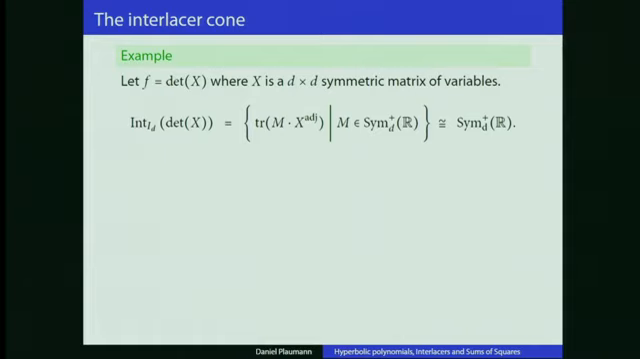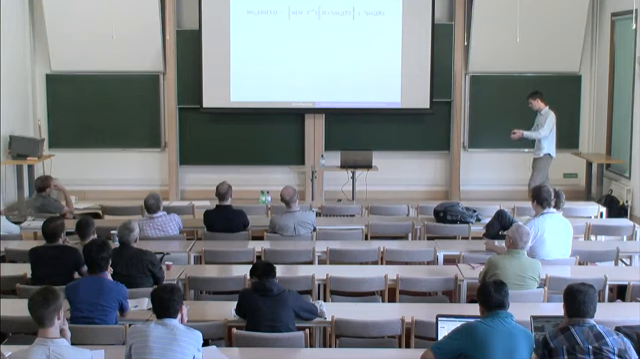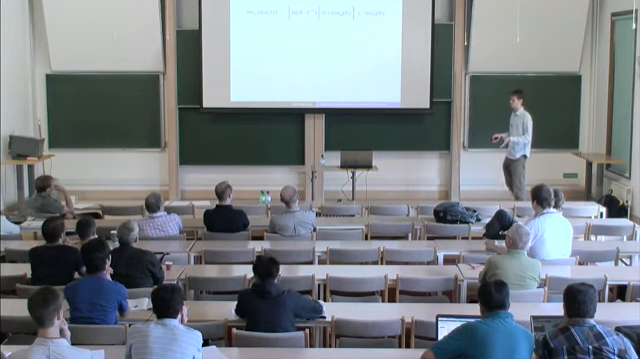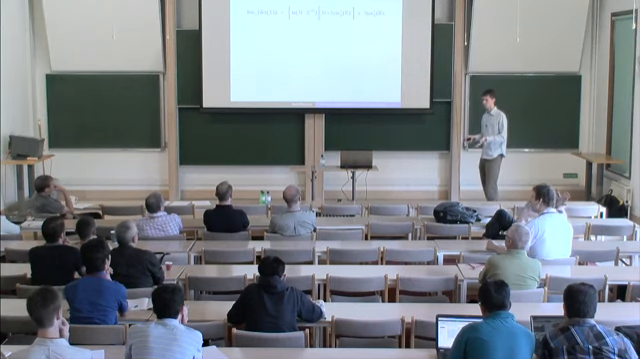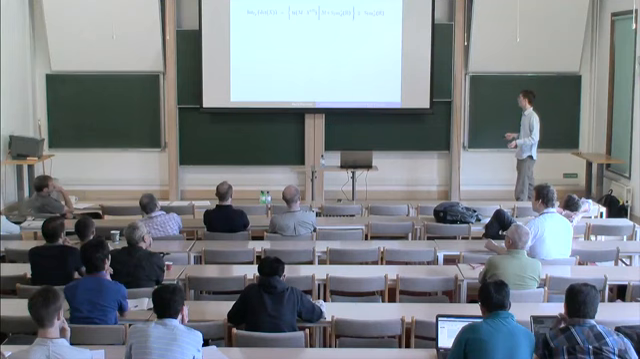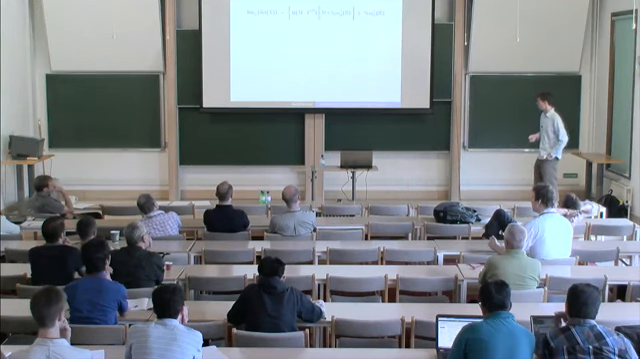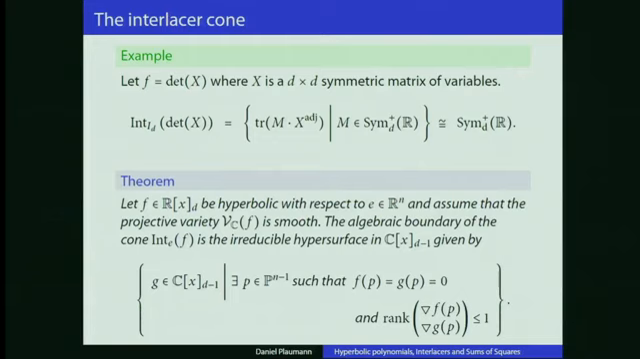This is a deceptively simple case. But in general, it contains the hyperbolicity cone, but it can be much bigger than the hyperbolicity cone. So, coming back to Emmanuel's question, there are interlacers that are not directional derivatives. And so what we can try to do is compute its algebraic boundary.